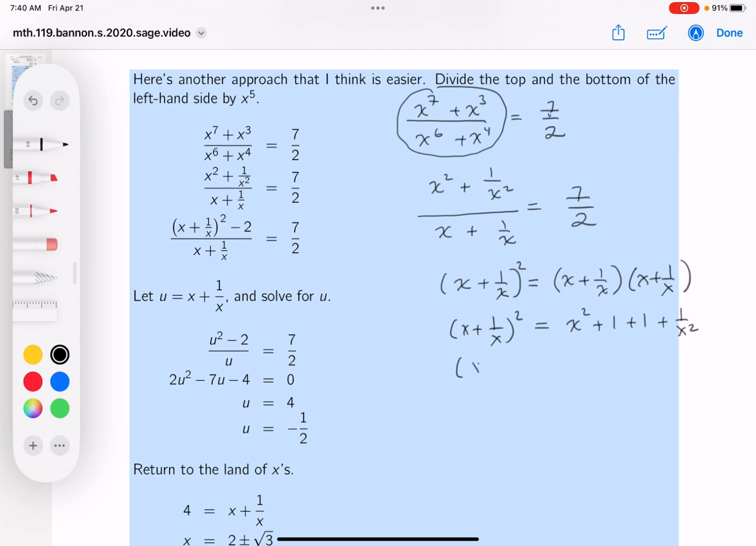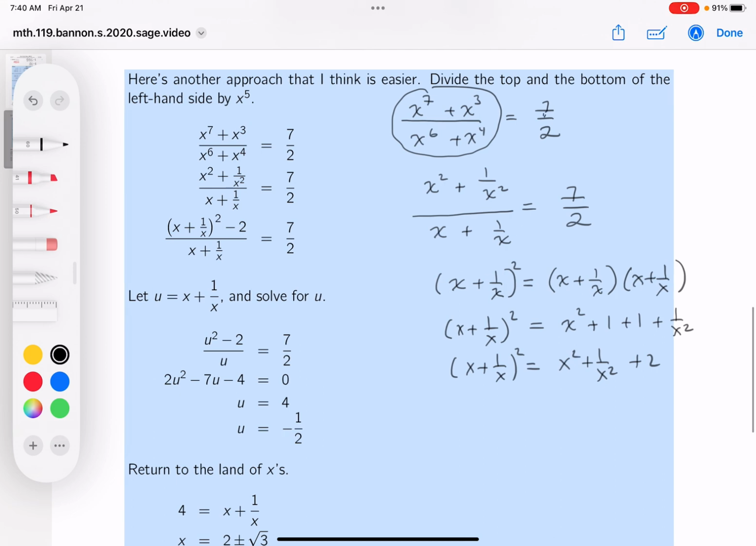So let's keep writing it over. And you would get x squared plus 1 over x squared plus 2. All right, let's keep rewriting it. And what am I seeing over here? I'm seeing x plus 1 over x, squared, minus 2 is identical to x squared plus 1 over x squared. So what I want to do is write that down for you. And by writing it down, I'm going to take this.